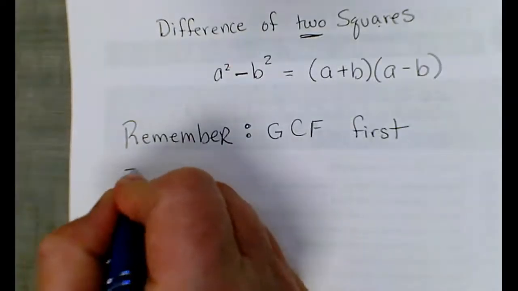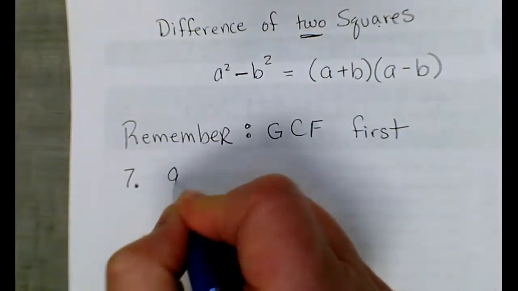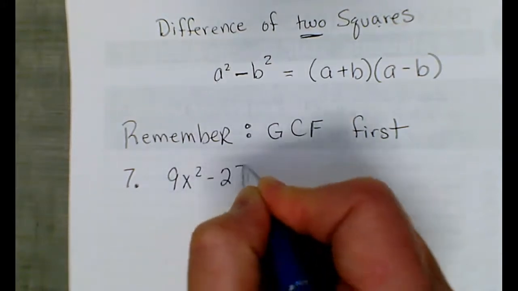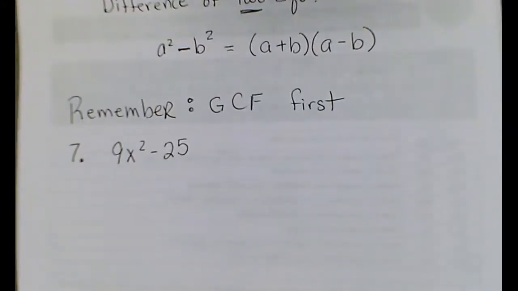Do you know what problem I was on? I was on problem number 7. I lost my numbers. So, first, does it have a GCF? No. If it doesn't have a GCF, then is it a difference of two squares pattern? Does it have a difference? Does it have a subtraction sign? Are there two of them? Are they perfect squares? If you say yes, yes, yes, then you can use the difference of two squares.